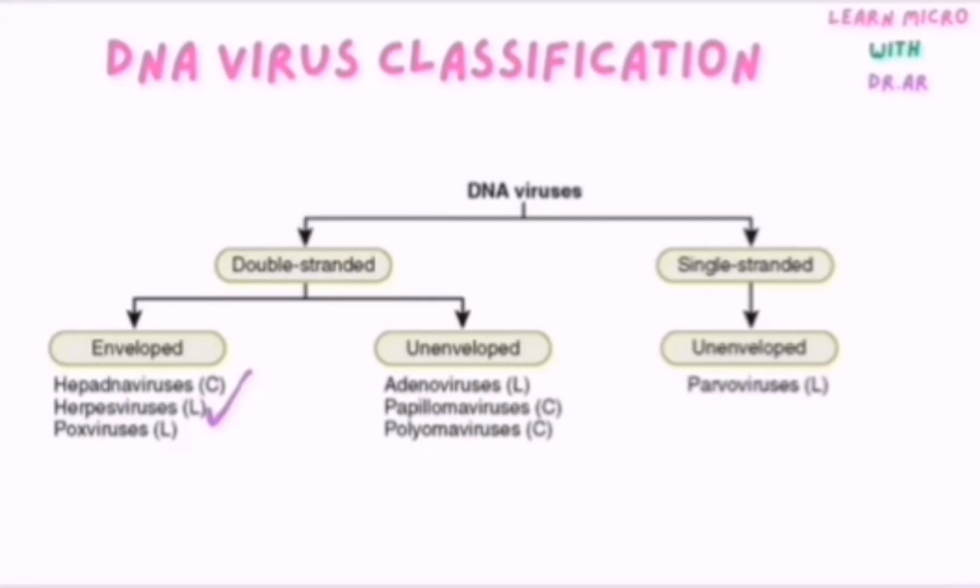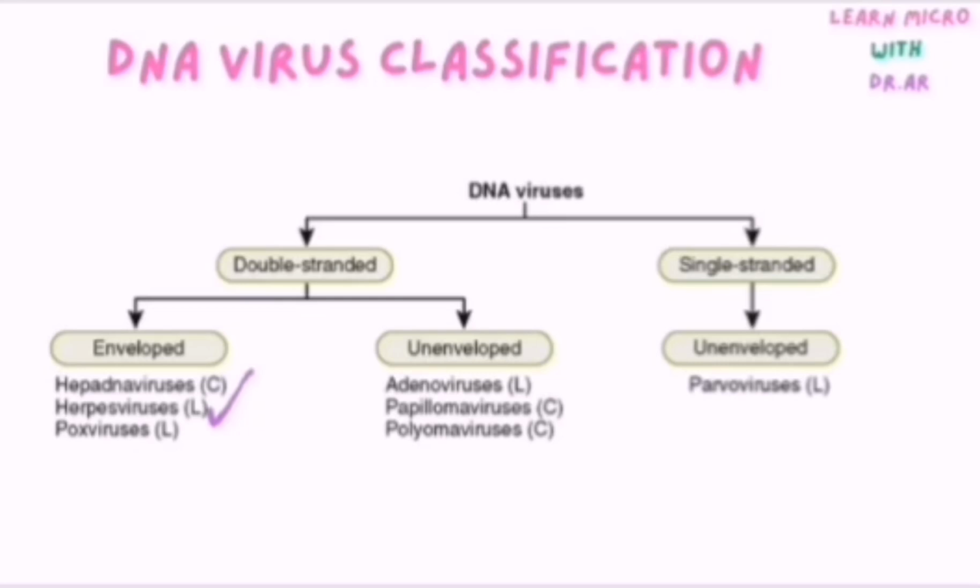So there are RNA viruses also, but today we are talking about the DNA viruses. In this video you can see that the DNA viruses are of two types, double-stranded and single-stranded. The double-stranded are further classified into enveloped and the unenveloped one. In the unenveloped, we have adenovirus, papillomavirus, and polyomavirus, and in the enveloped we have herpes virus and pox virus. And in the single-stranded DNA viruses, we have the unenveloped one. There are no enveloped single-stranded DNA viruses. So we have the parvovirus.